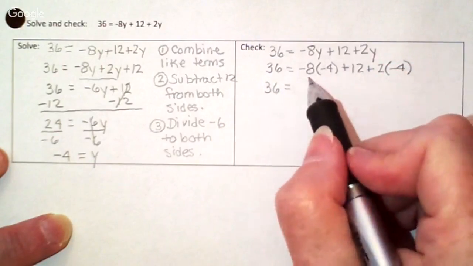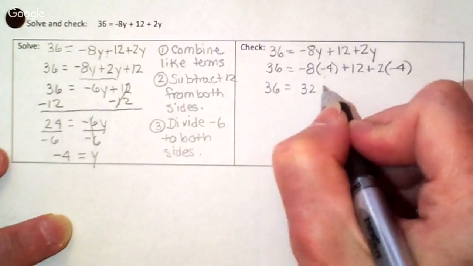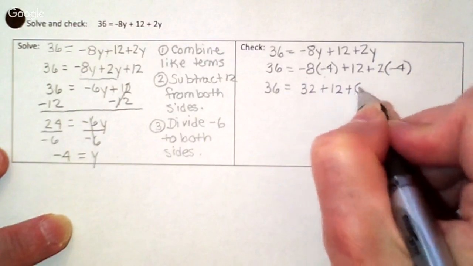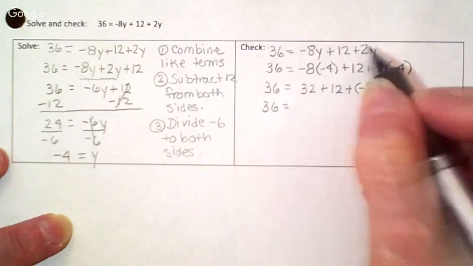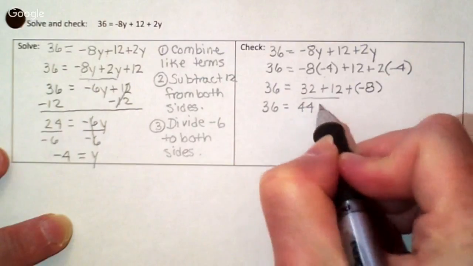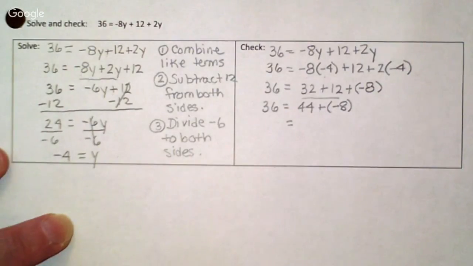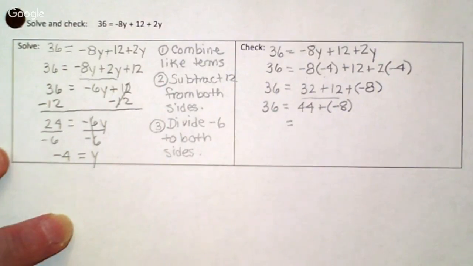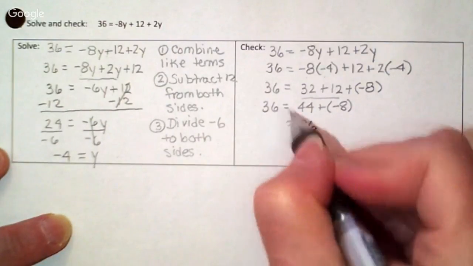So we have negative 8 times negative 4 is 32, plus 12, plus negative 8. So we have 36 equals 32 plus 12 is 44, plus negative 8. 44 plus a negative 8 is 36, because remember, our signs are opposite, so we subtract the numbers, keep the sign of the larger. So we have 36 here. Is that what we're looking for? Yes, it is.